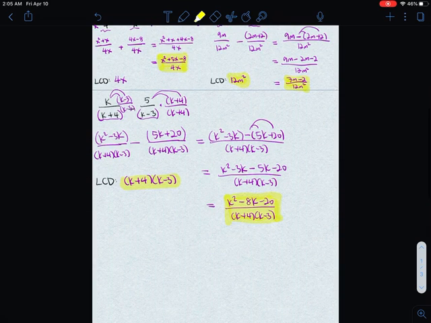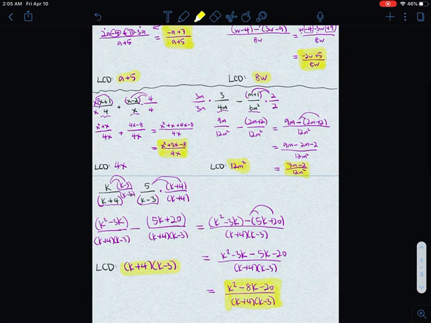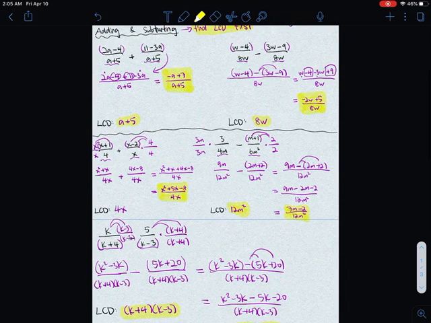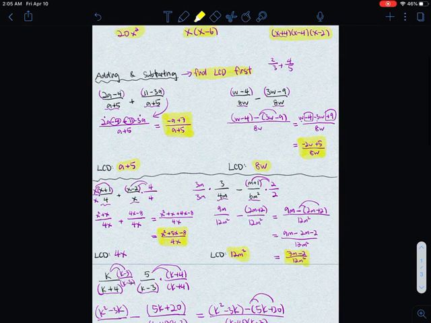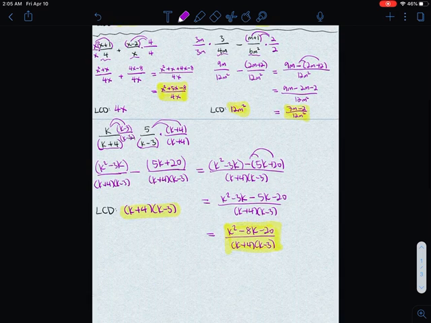All right, so that's how we can add and subtract with rational expressions. Again, exactly the same steps as doing it with regular numbers, but of course, it's more complicated because we have variables. Okay, but again, first things first, we have to know how to find the LCD before we can add and subtract. Which is why we spent so much time over the last couple of days learning how to find the LCD.